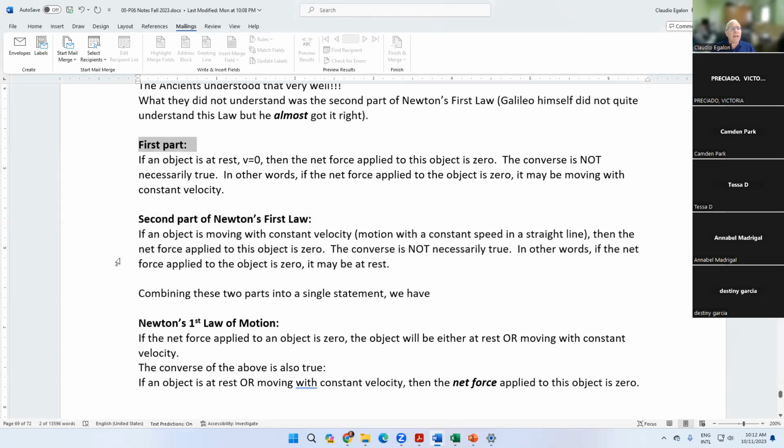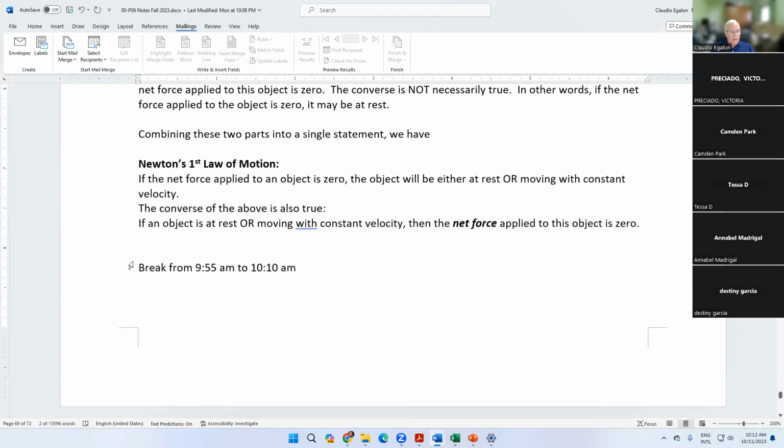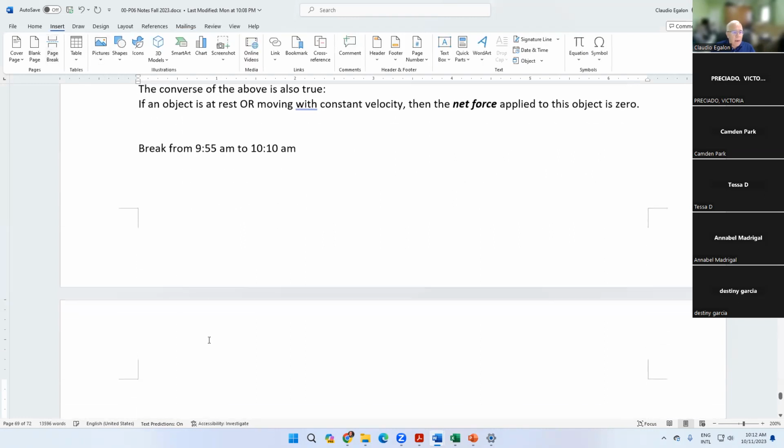But Newton finally managed to fix that with the help of Galileo, of course. And what we have right now is going to be our lab number 2. Lab 2.